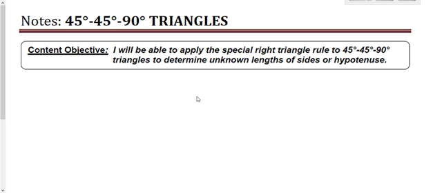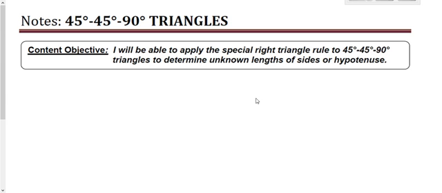In our last assignment, we saw that we could use the Pythagorean theorem to solve a right triangle. If you knew two sides, you could figure out the third side. In this lesson, we look at a 45, 45, 90 triangle. This is one of the special right triangles we'll be looking at.